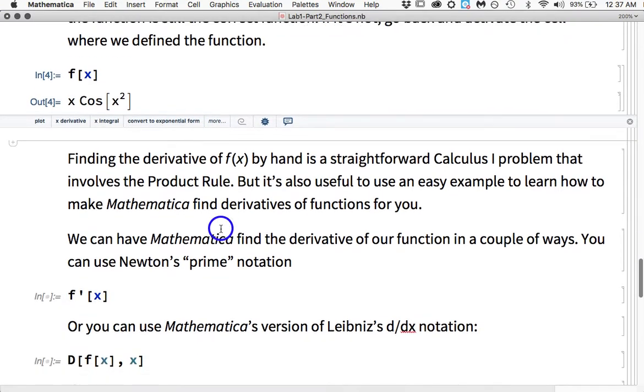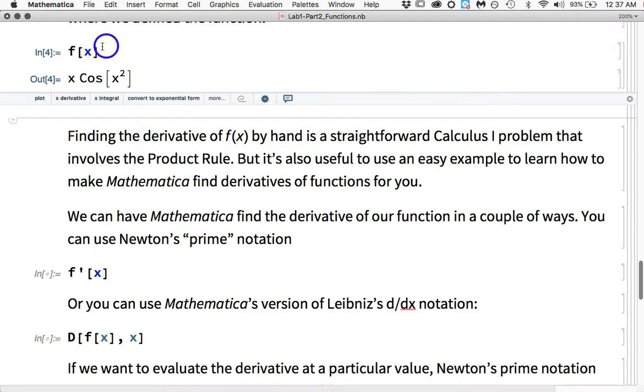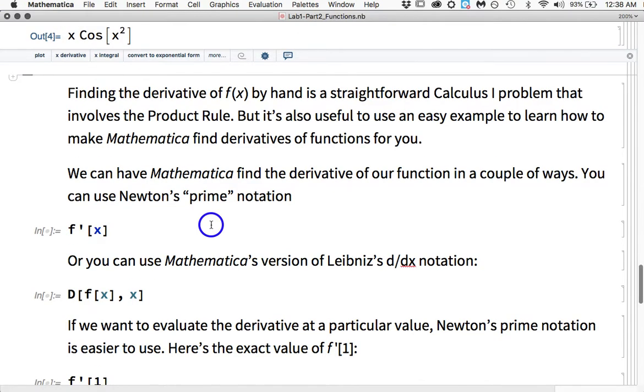So at this point, I want to start thinking about taking derivatives. In a Calculus 1 class, we would take the derivative of this function using the product rule and also the chain rule. And since all of you have already taken Calculus 1, you ought to be able to do that by hand. And if you want to, you can stop the video and find the derivative by hand. But the point of this course, of course, is that we don't have to find the derivative by hand. We can make Mathematica find the derivative for us.